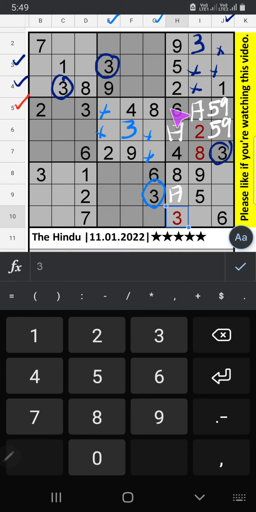Fifth row we have 6. So 6 can't come in this cell. And column G also we have 6. So 6 can't come in these cells. Then 6 is confirmed here.